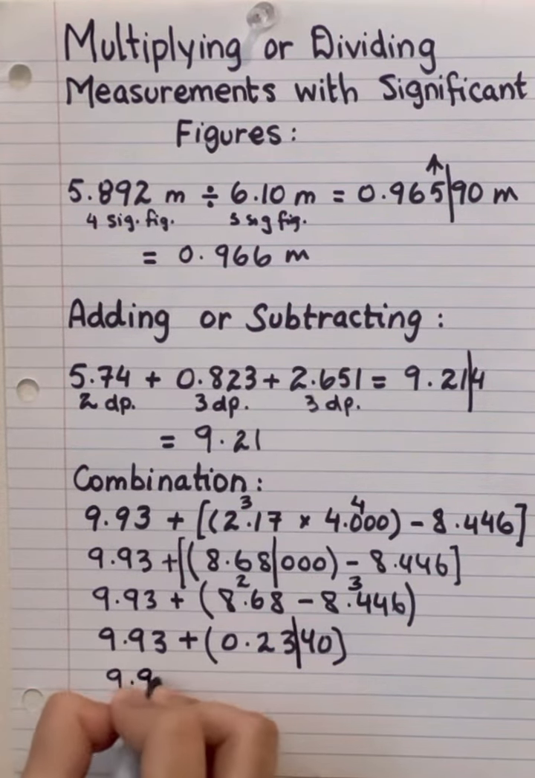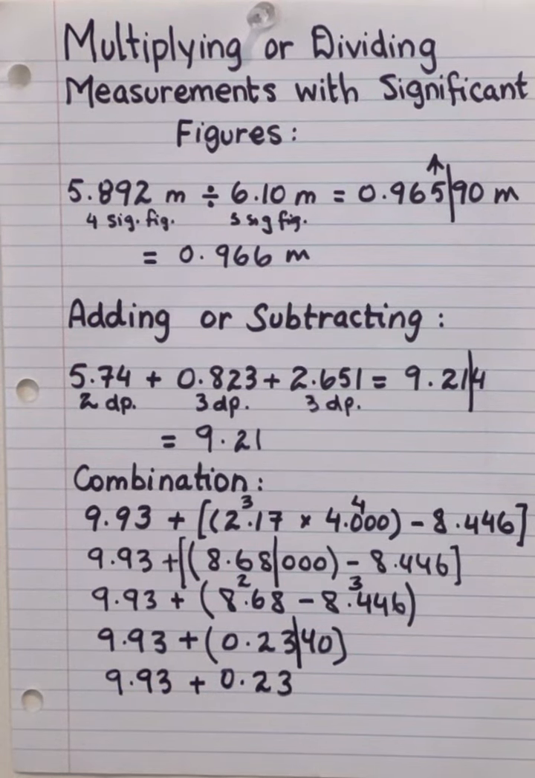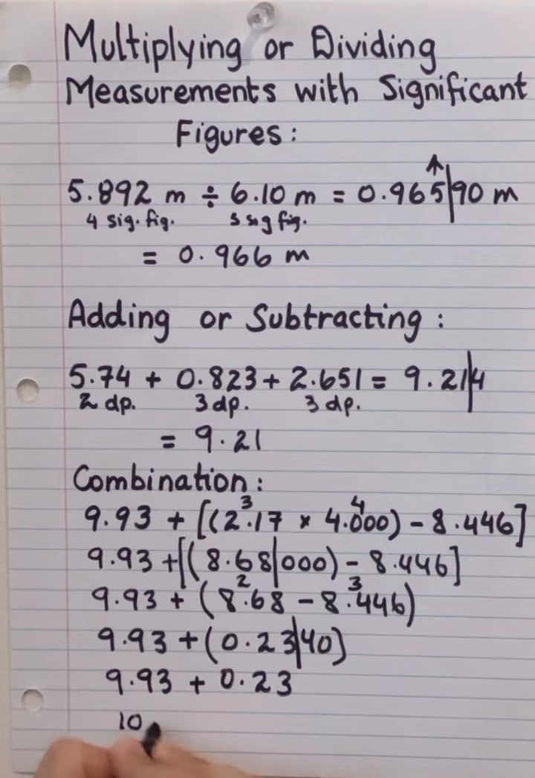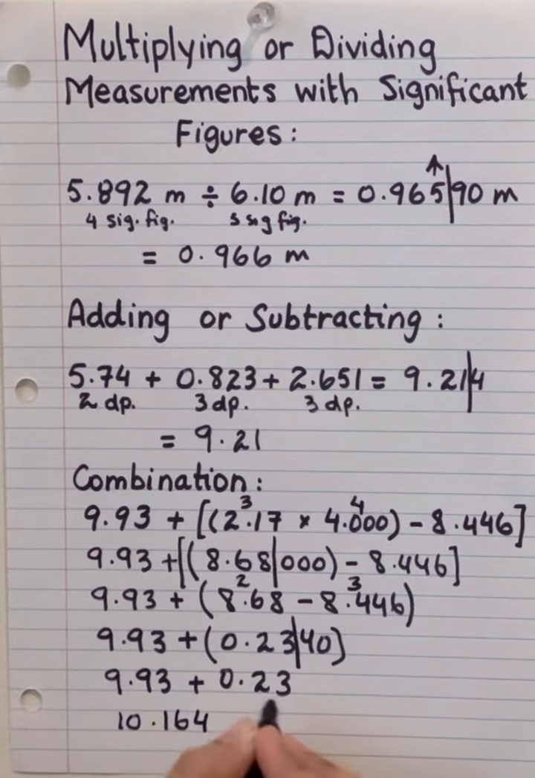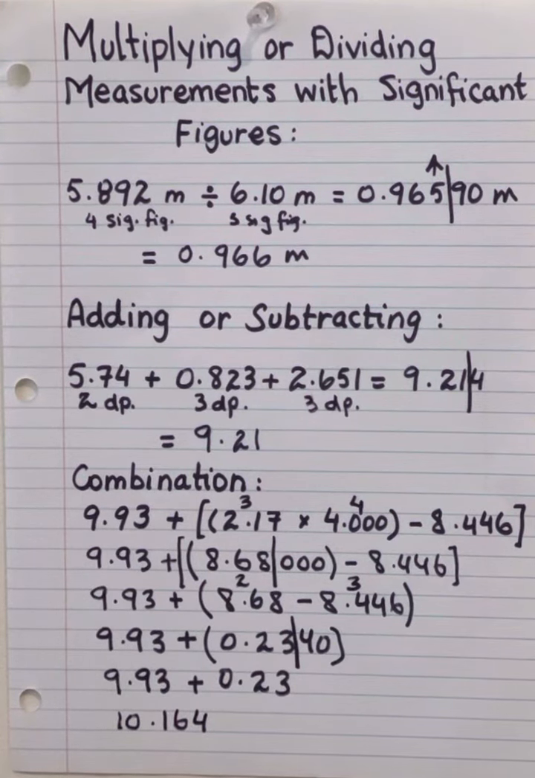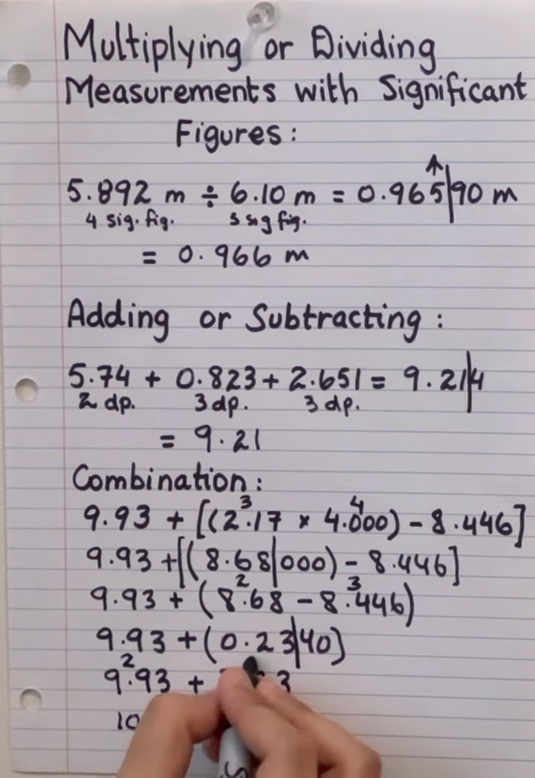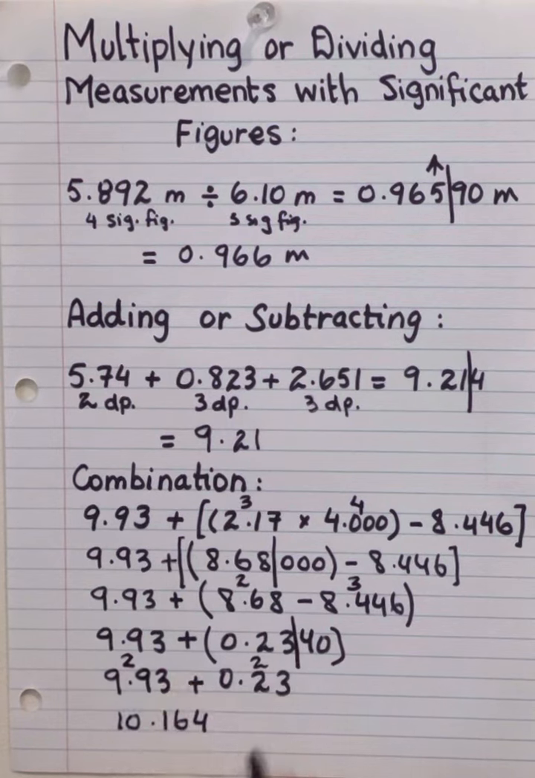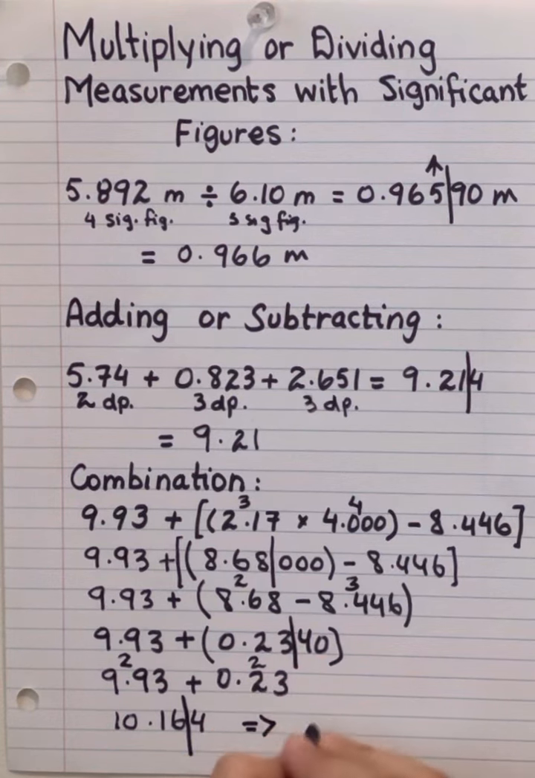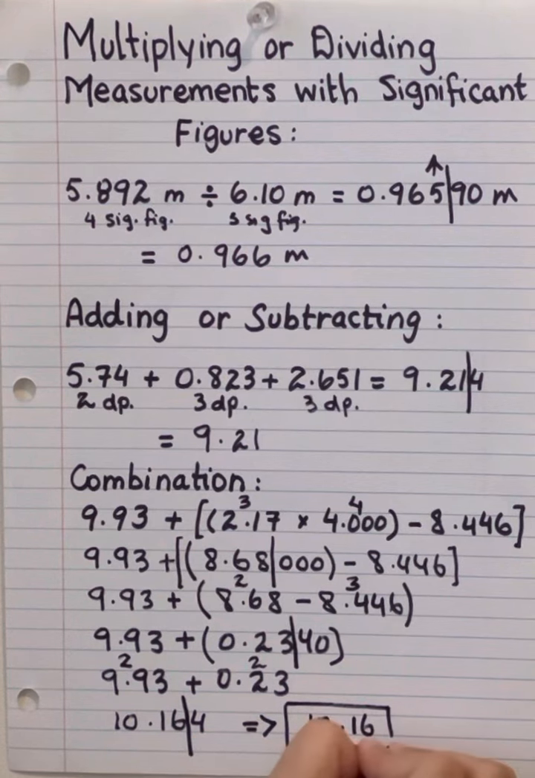So 9.93 plus 0.23. Now solve it again: 10.164. Again, we're adding, so we're keeping track of our decimal places. Our first measurement has 2 decimal places, the second one has 2 decimal places. So our result should have 2 decimal places. Here you go. 10.16 is the answer with the correct number of significant figures.